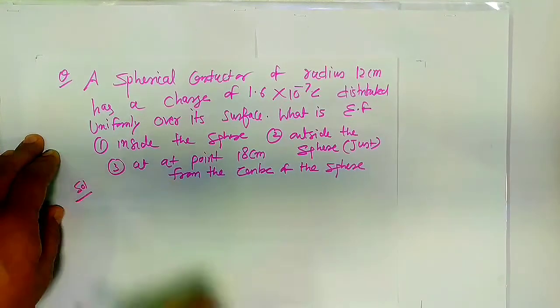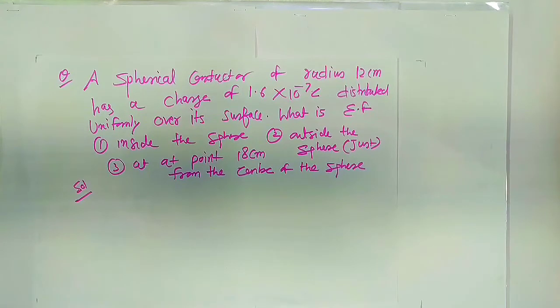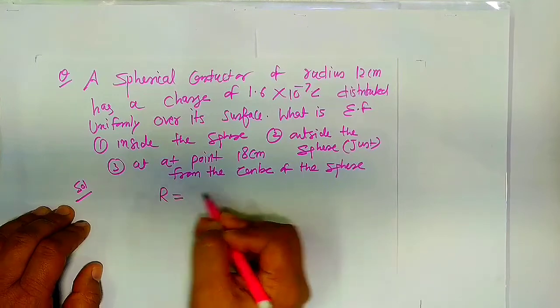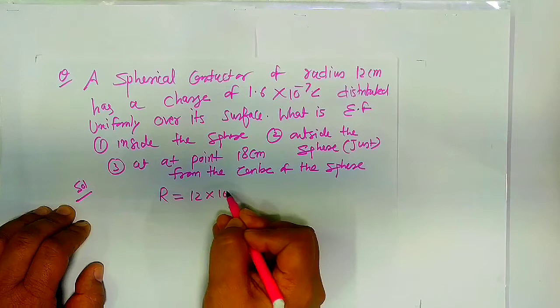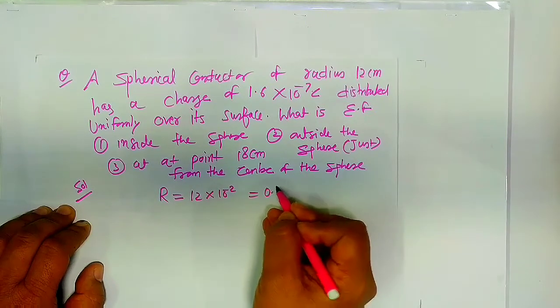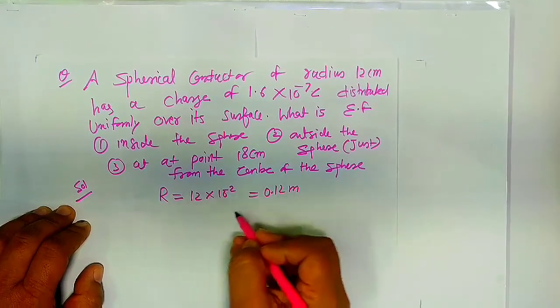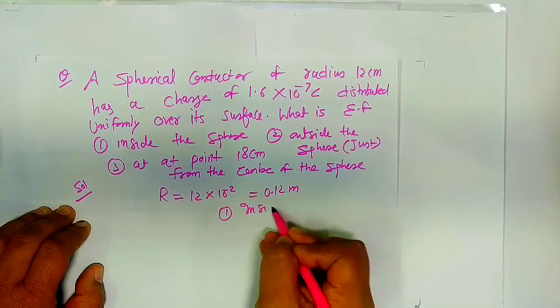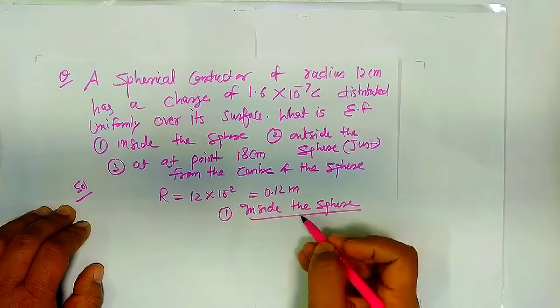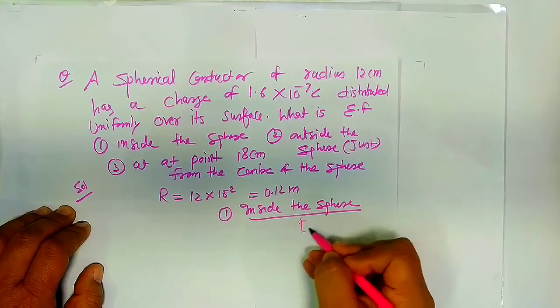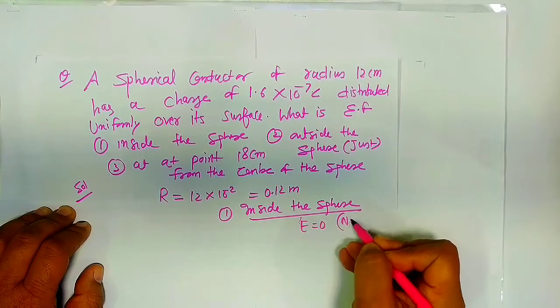The solution is very simple. All of these questions are formula based. The radius given is 12 into 10 to the power minus 2, or you can write 0.12 meter. First is inside the sphere. I think all of you know inside the sphere it will be 0. Inside the sphere there is no charge, so E is 0.